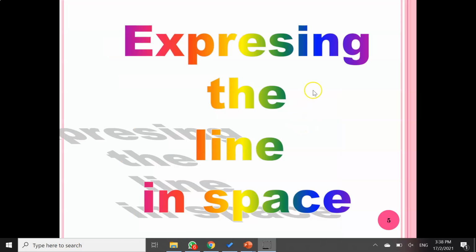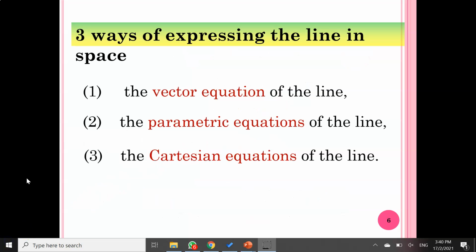Okay, now we move on to expressing the line in space. There are three ways of expressing the line in space. Ada tiga cara macam mana kita tunjukkan line tu di space, di ruangan. The first is the vector equation of the line, the second is the parametric equation of the line, and the third is the Cartesian equation of the line. So we have these three types of equation to express the line in space.